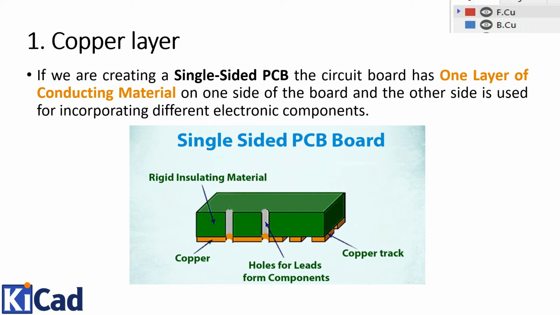If we are creating a single-sided PCB, the circuit board has one layer of conducting material on one side of the board, and the other side is used for incorporating different electronic components. So over here you can see this is a single-sided PCB, which means that it has copper layer on one side of the PCB, and we drill a hole through the PCB so that we can mount our components over here.